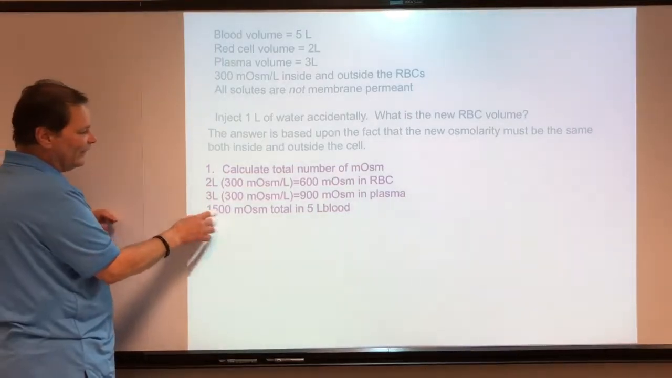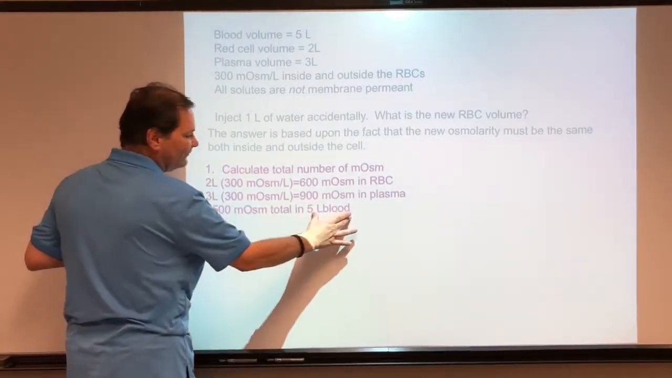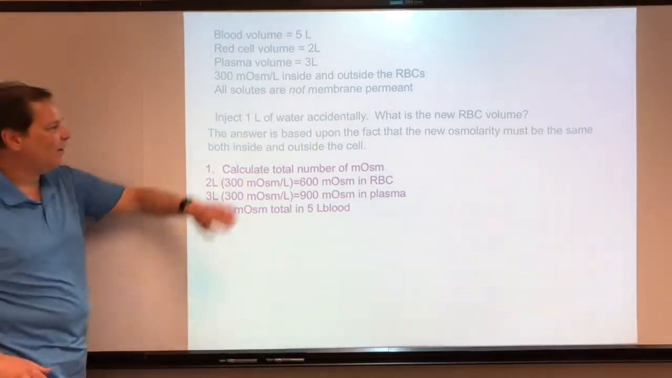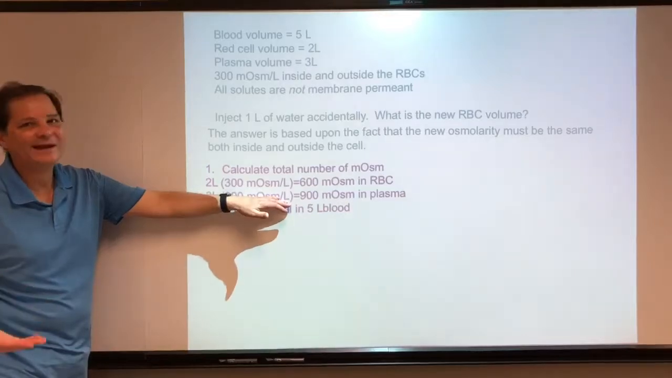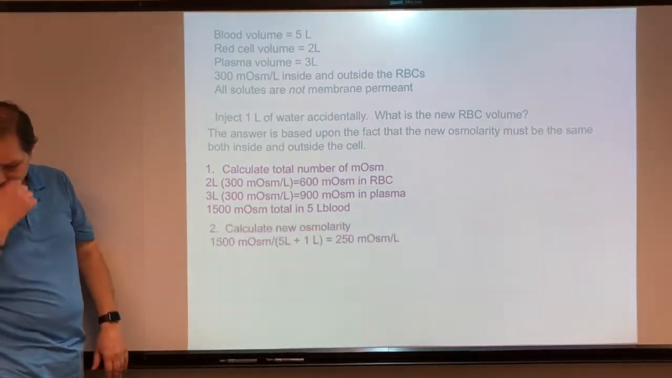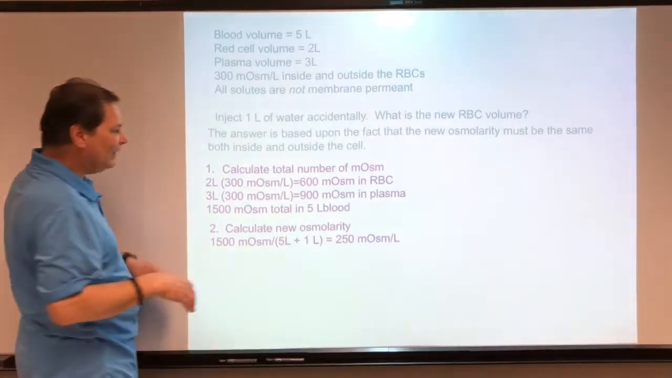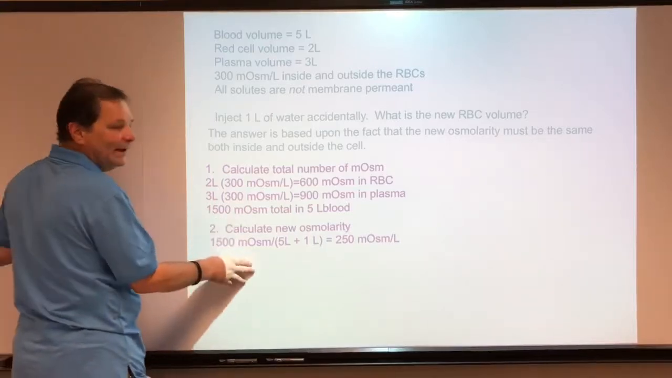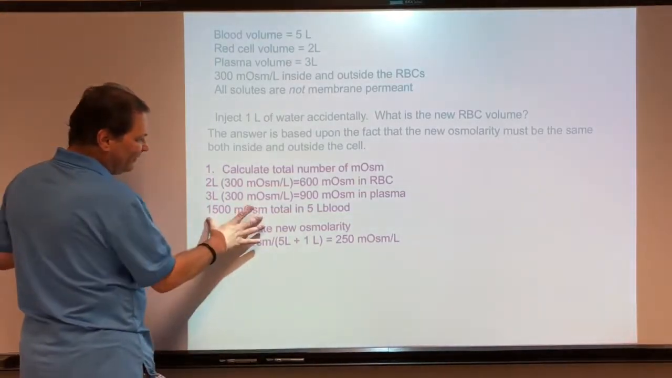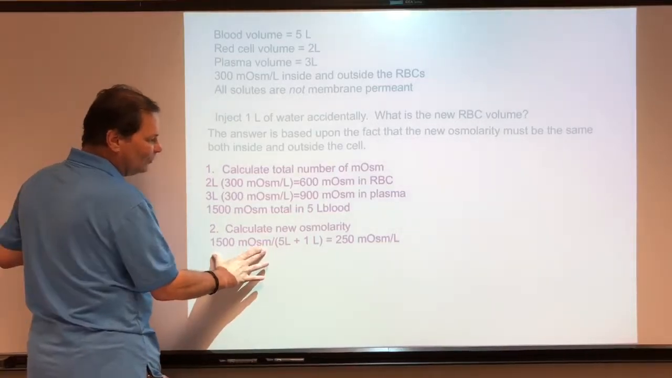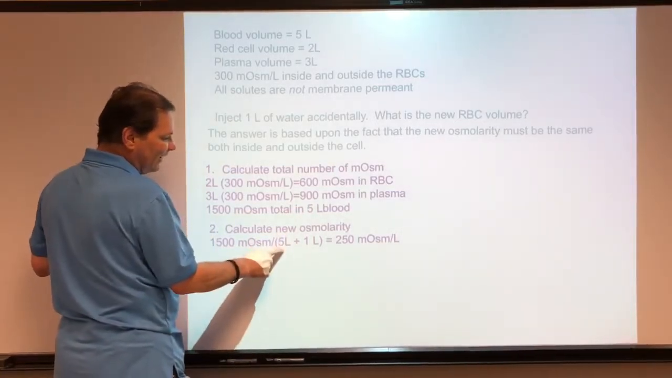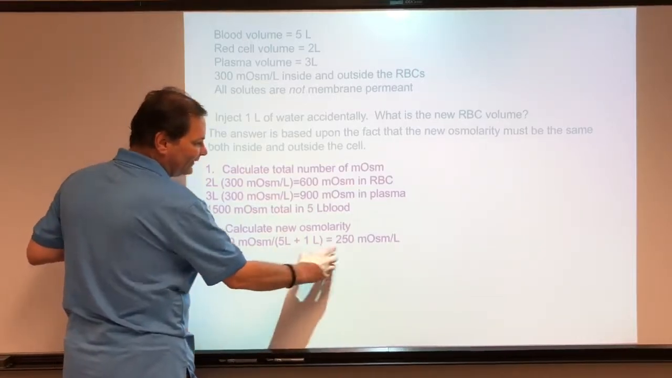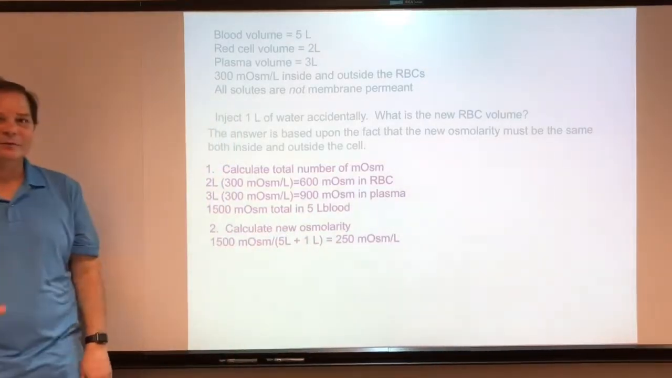If I add those two together, that tells me I have 1,500 milliosmoles in 5 liters of blood in your body. Okay? And again, we're going to say all these particles are membrane impermeant. They can't get across your membrane. Now, if we calculate what the total blood osmolarity, remember it starts at 300, what that's going to be once we add water, we take that 1,500 milliosmoles and we divide by the new volume of blood, which would be our original 5 liters plus the 1 liter of water that we added. So this is 1,500 divided by 6. That gives you 250 milliosmoles per liter.